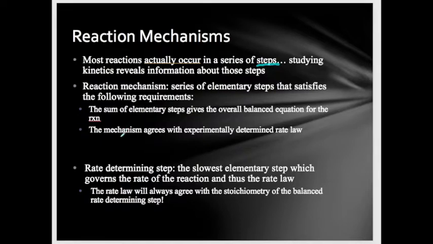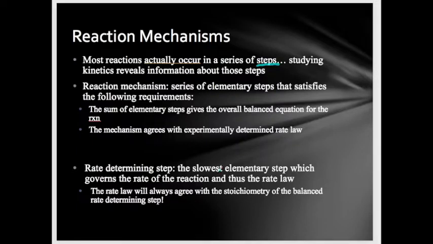And then finally, the mechanism has to agree with the experimentally determined rate law. So we already should know the rate law for the reaction, and the steps have got to agree with that rate law. Here's what I mean by that. We have a series of steps. Those steps have got to add together to the overall balanced equation for the reaction. And one of those steps is going to be the slowest step. It is going to occur much more slowly than all of the other ones. That is therefore going to govern the rate of the reaction.